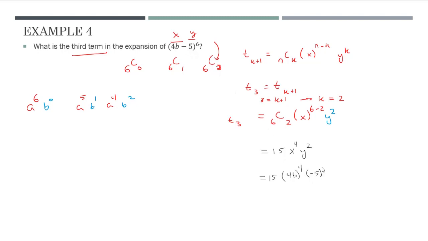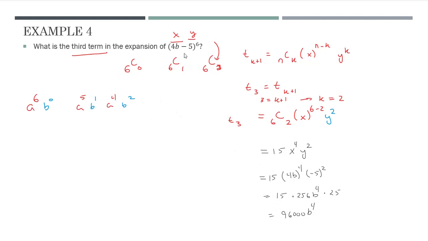Well, maybe not so much this time because it's squared, so you get a little bit lucky. And then we can simplify as much as possible. So 4 to the power of 4 is 256. And then we get b to the power of 4, and the negative 5 squared is 25. So we can multiply all the constants, and we get 96,000 b to the power of 4. So that's going to be our third term of this expansion.